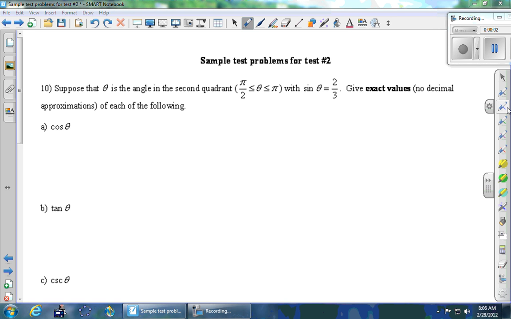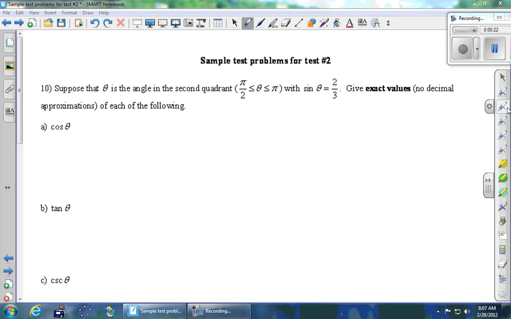This is problem number 10 on the sample test problems for test number 2. Suppose that theta is an angle in the second quadrant, pi over 2 less than or equal to theta less than or equal to pi, with sine of theta equals 2/3. Give exact values, no decimal approximations, of each of the following: cosine theta, tan theta, cosecant theta.